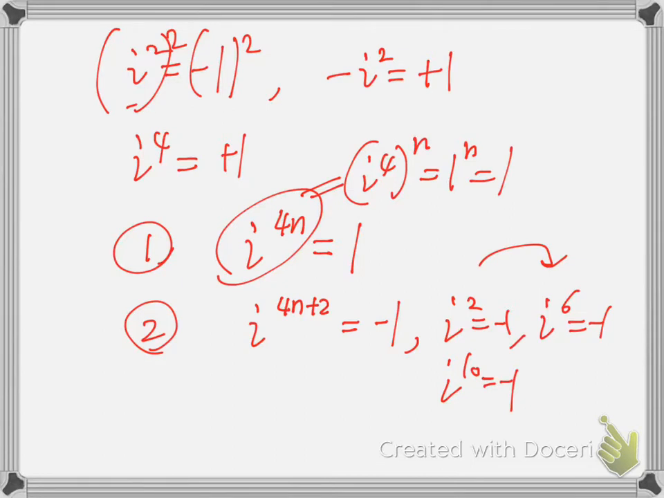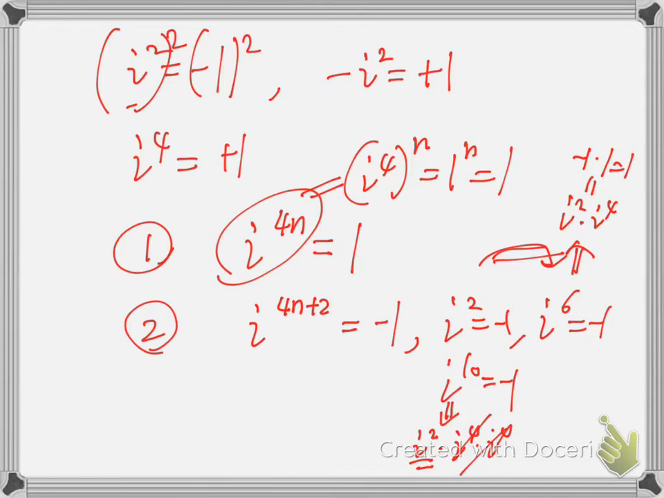So what's i to the 6? i to the 6 is i squared times i to the 4th. So this is -1 times 1, which is 1. So what's i to the 10th? i to the 10th is i squared times i to the 4th times another i to the 4th. Those are 1, they don't count, so it's -1. And similarly, we can get the other two results.